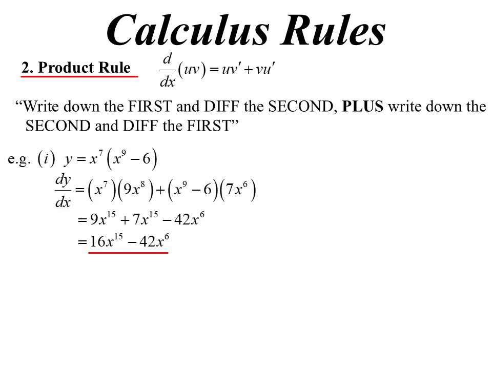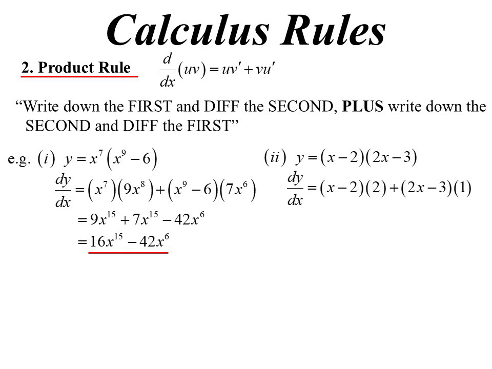Now as I say, something like that is probably going to be quicker just to expand out at the start. Same with this one, but again we'll use it as an example. Write down the first, x minus 2. Diff the second, 2. Plus, write down the second, 2x minus 3. Diff the first, 1. Tidy that one up, we have our answer.